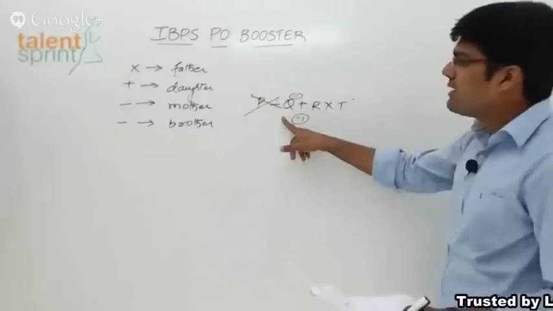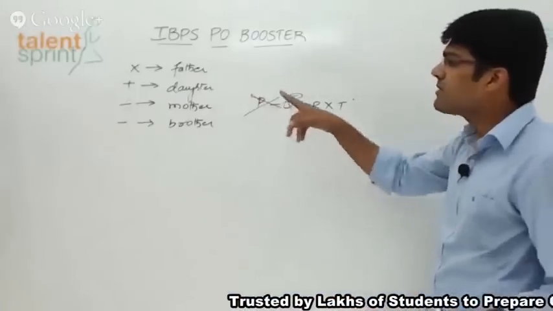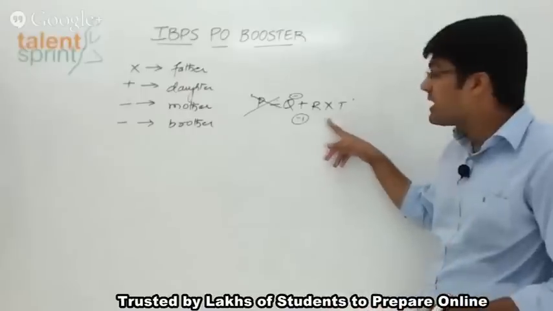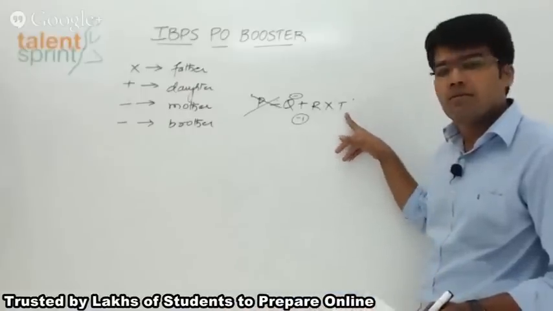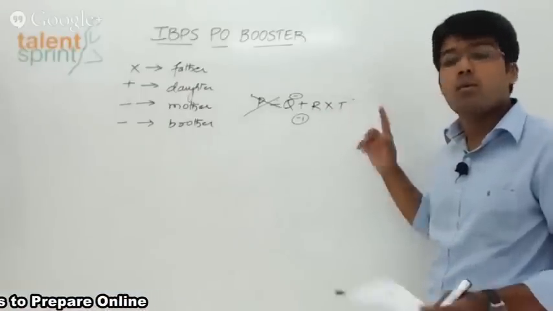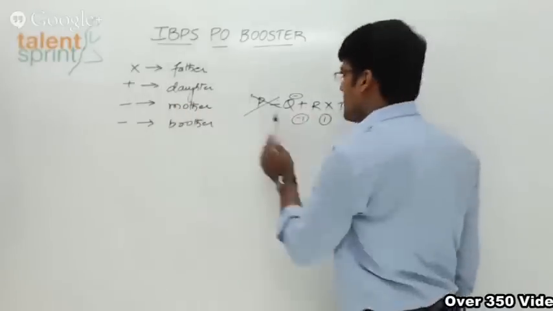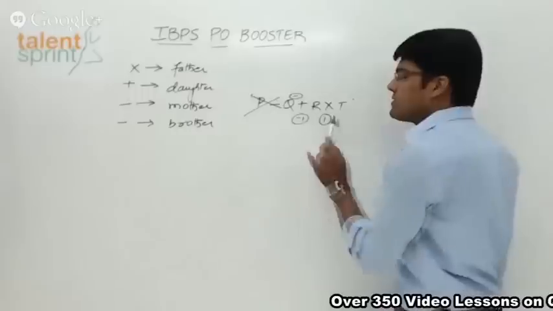So Q is the daughter of R. That means generation gap is minus 1. R into T means what? R is the father of T. Are you able to follow? Father of T means what? Generation gap 1. Q plus R: plus his daughter, so minus 1, into his father, so plus 1.